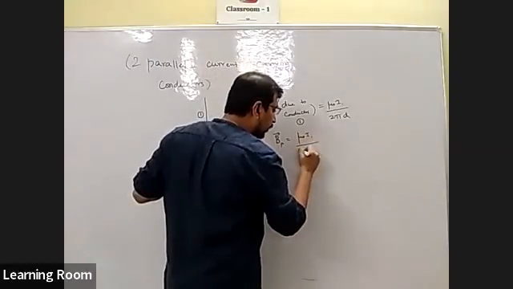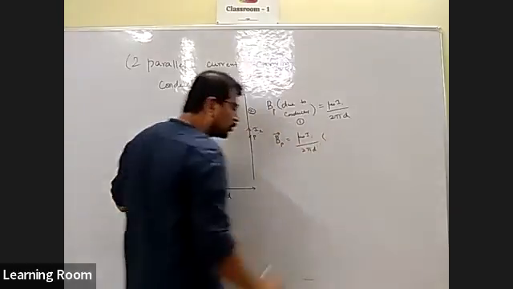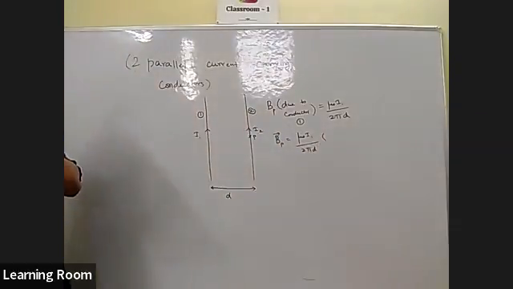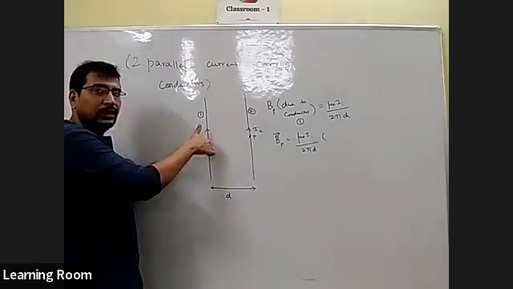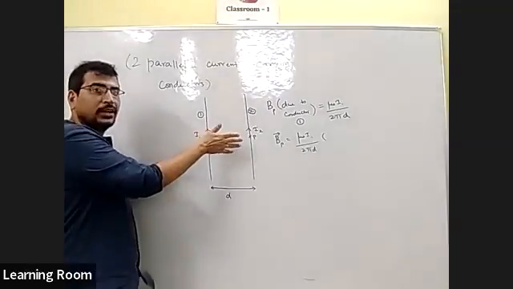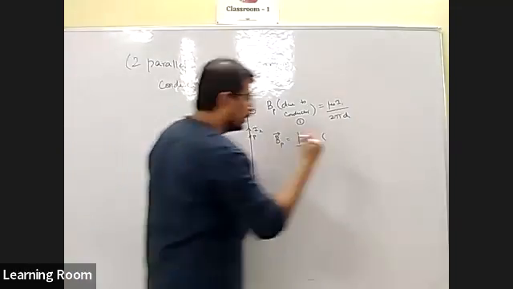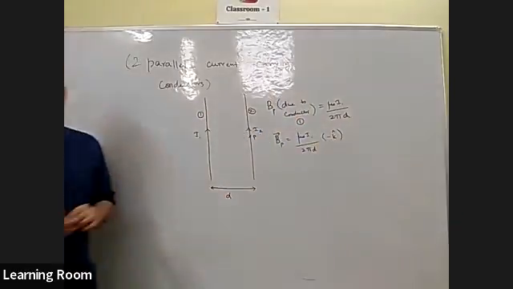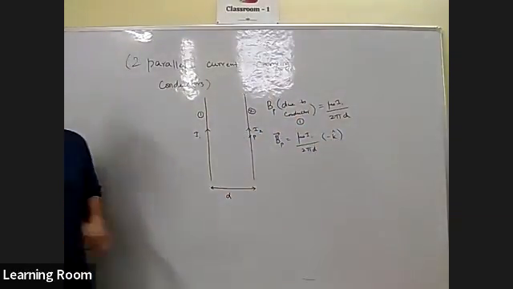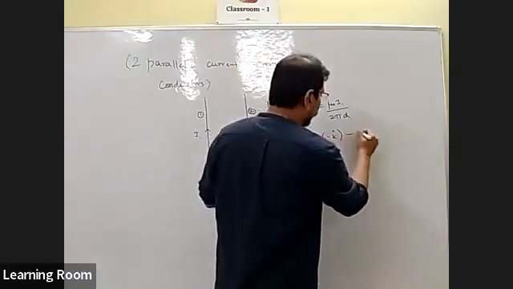So B with a vector on top of it will be equal to mu naught I1 divided by 2 pi d in the direction of, give me the direction of magnetic field due to the first current. Apply right hand thumb rule. Current is in the upward direction, so it will be into the plane at this point. So can I write it as minus k? Correct? So let me call this as 1.